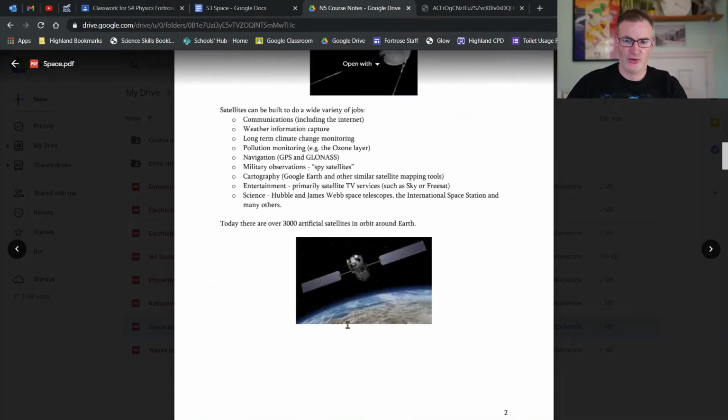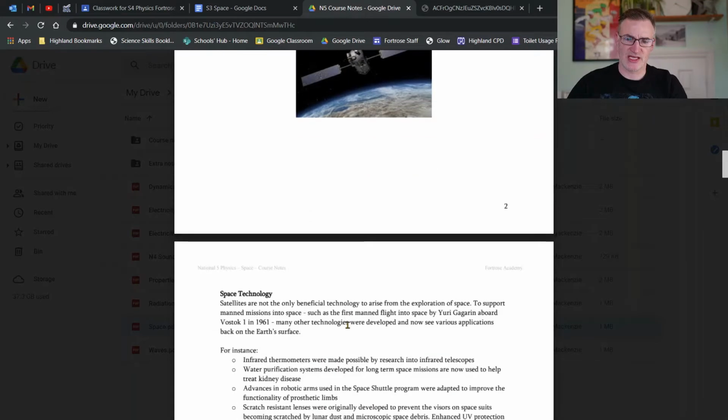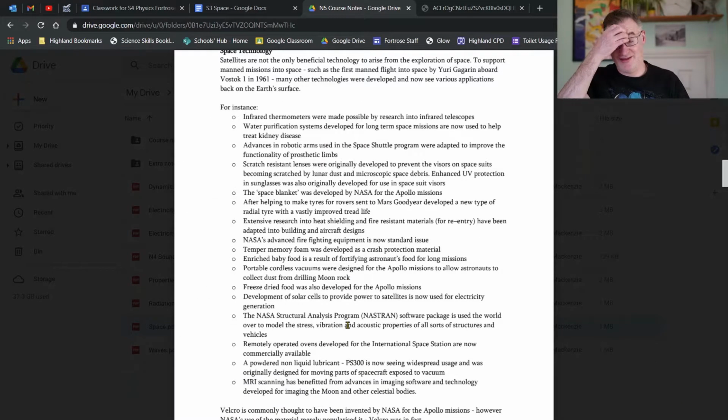If we're looking here at the benefits of space exploration, there's a bit on satellites, but then we have this space technology page, and there's lots of writing. I wouldn't really pay too much attention to this. What I want you to do in your task is just remember one or two things. Have a read through it all and say, oh wow, infrared thermometers, whatever it is, pick one. So a powdered non-liquid lubricant, PS300. Could I use that on my bike? That interests me. So pick something that you're going to remember. Remember one, possibly two things, and move on from there. I don't expect you to be able to recite a big list of the benefits of spin-off technologies that have come from space exploration. It's simply not needed. Remember one thing, maybe two, and move on.